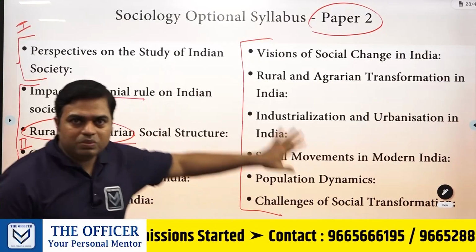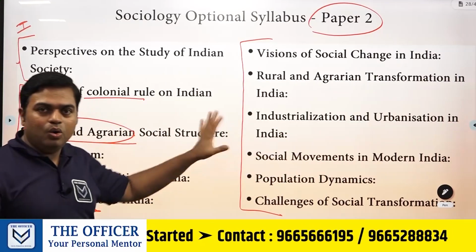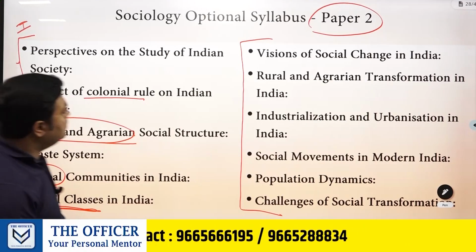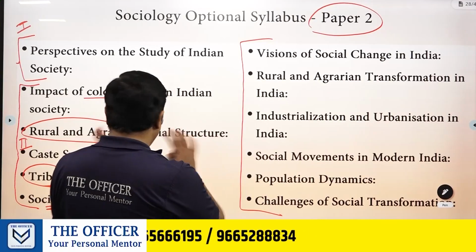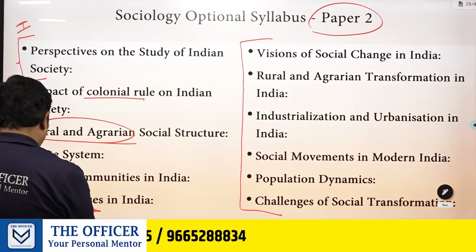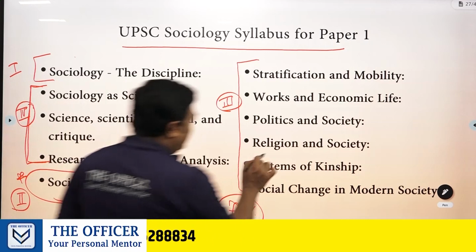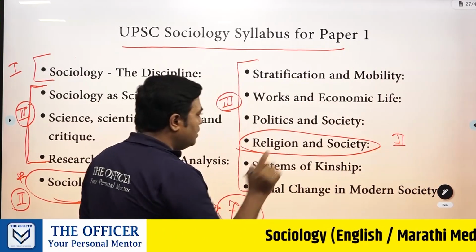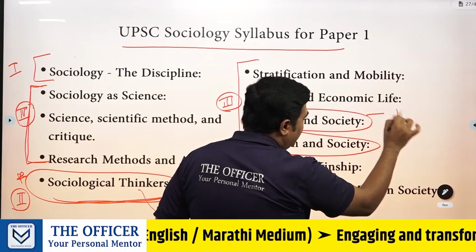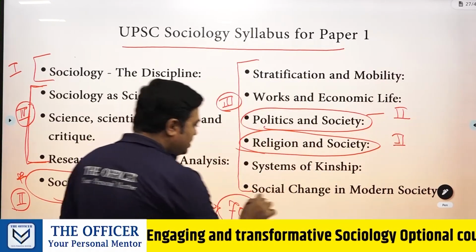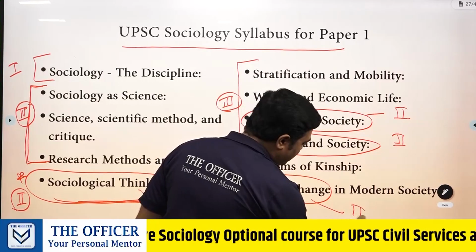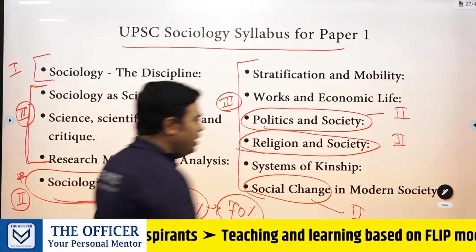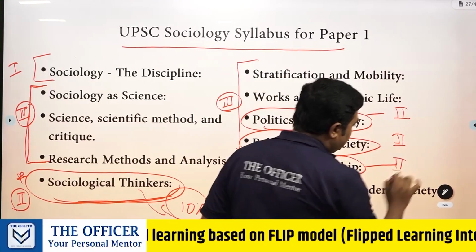Second thing, most of the second paper is overlapping with the paper first. For example, religion. I have particularly mentioned this here. Look at here. Religion and society, it is also there in the paper second. Politics and society, it is also there in the paper second. Social change, it is also there in the paper second. So major 3 topics, even the family, marriage, kinship, it is also there in the paper second.